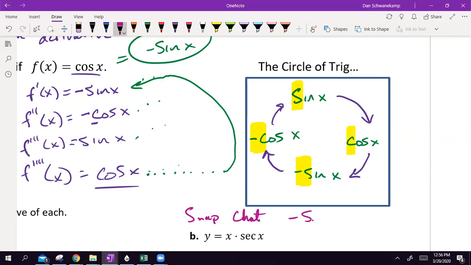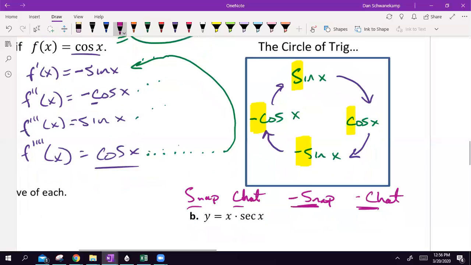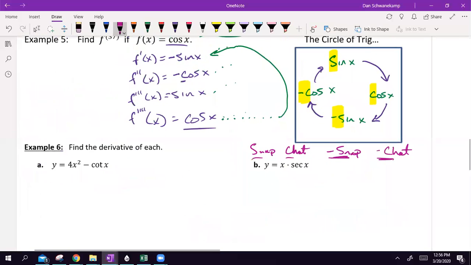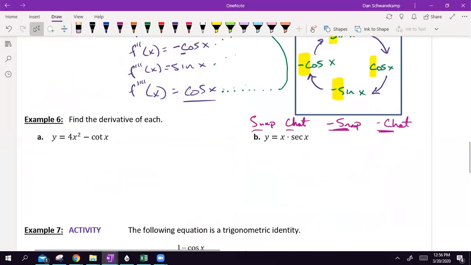And then negative Snapchat, where Snapchat is good for a while and then Snapchat is bad for a while, and then it's good for a while, then bad for a while. SC, negative S, negative C. It is totally dumb, but it helps me to remember it as well. Hopefully it does for you as well. Snapchat, negative Snapchat. That is how we are going to memorize our derivatives. All right, let's keep going.